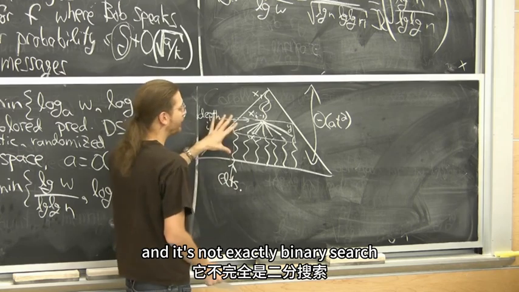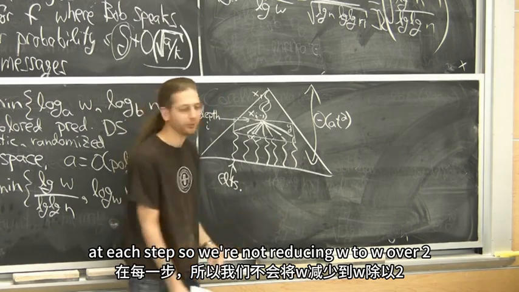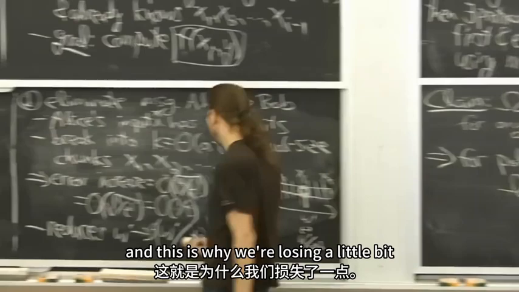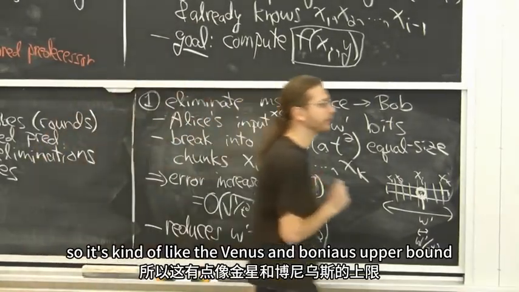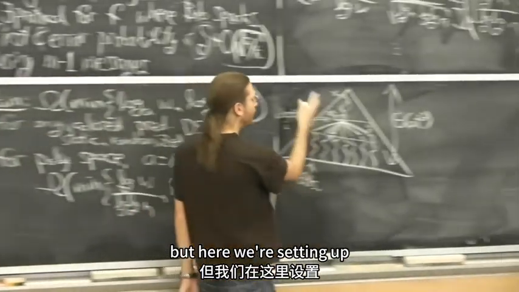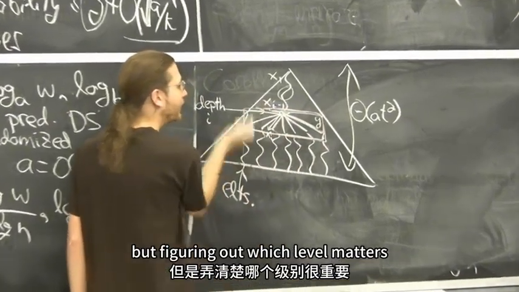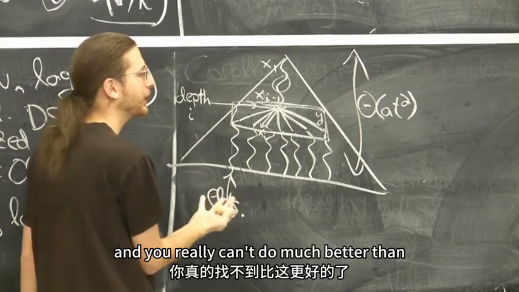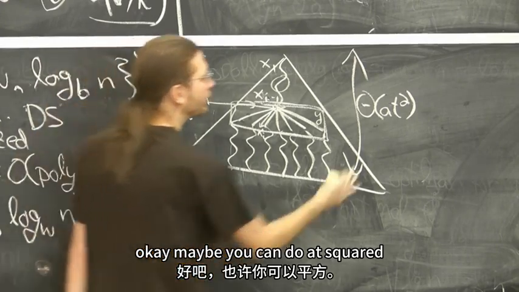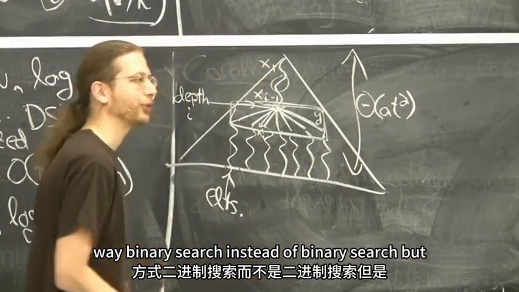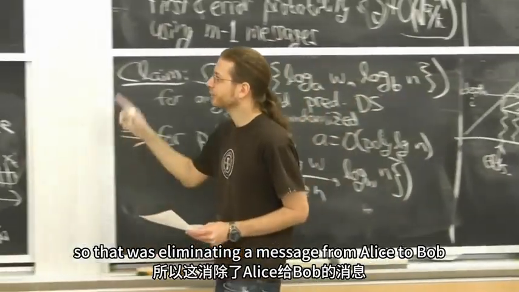And it's not exactly binary search here. We're losing a larger factor, at squared, at each step. So we're not reducing w to w over 2, like we did with van Emde Boas. But, and this is why we're losing a little bit, we reduce by a factor of at squared. So it's kind of like the van Emde Boas upper bound. But here, we're setting up a lower bound picture so that this is still an arbitrary predecessor problem. But figuring out which level matters, that's tricky. And you really can't do much better than van Emde Boas style binary search. Okay, maybe you can do at squared-way search instead of binary search. But okay, so that was eliminating a message from Alice to Bob.